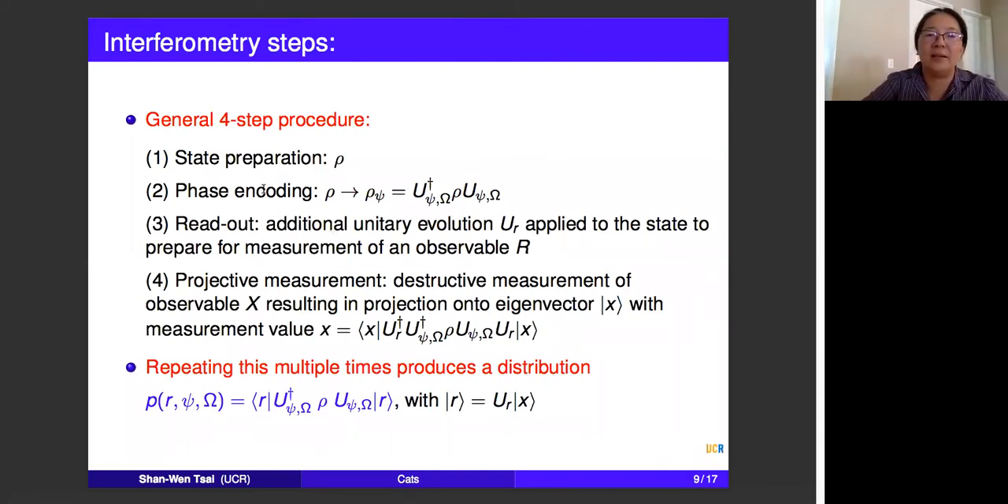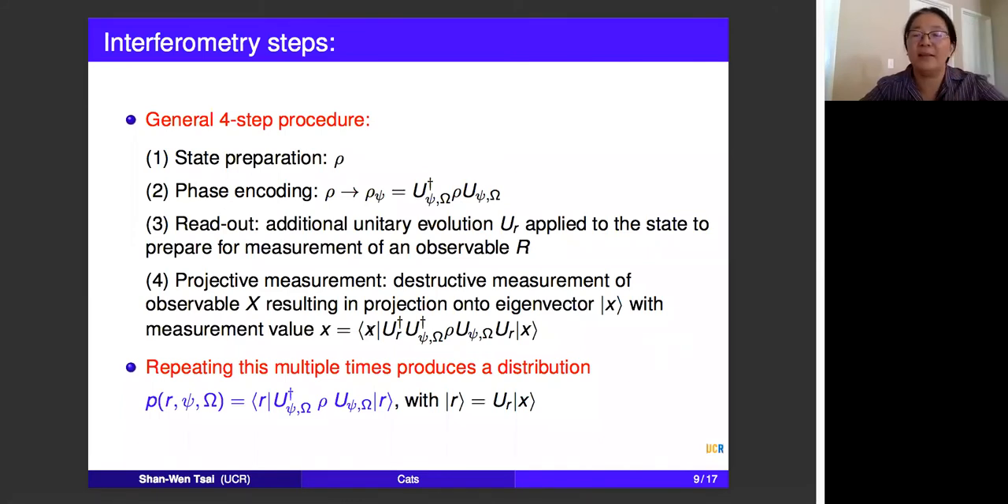Okay, step two is some phase that is encoding, and I want to do measurements later that will tell me information about that. Step three is I can choose what kind of measurements I do by rotating and doing the measurement. And step four is just measurement. It will destroy the state, will project. So I can also choose what to measure. That would project into one of these eigenstates.